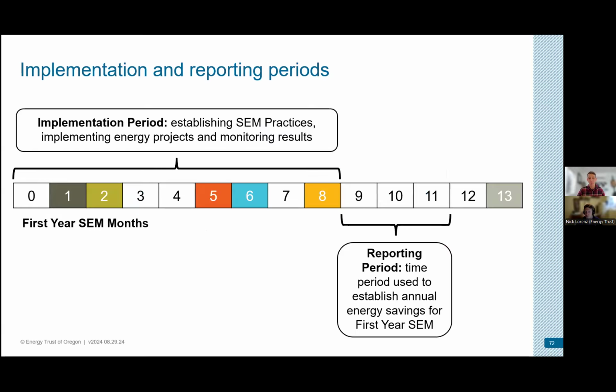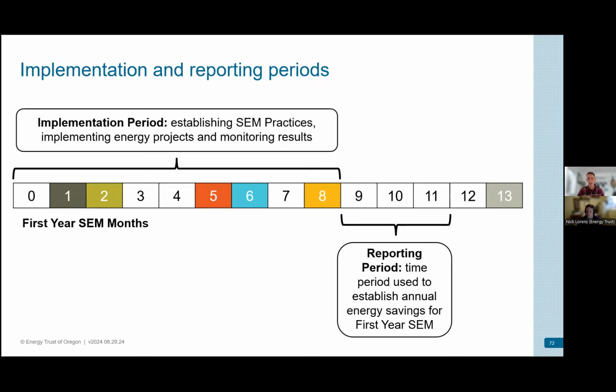Now, I do want to highlight a couple of key dates if you're using an energy intensity model to quantify savings while you're in the program. So typically the first 8 or 9 months of the SEM program, we call the implementation period. And all we mean by that is it's the period of time when you should be establishing SEM practices, like holding energy team meetings, building out your team, drafting commitment statements, all the good stuff that helps support good energy management, and working on implementing those energy projects and monitoring results. We want to make sure we get some of those bigger projects done early so they're in effect by the time we get to the reporting period.